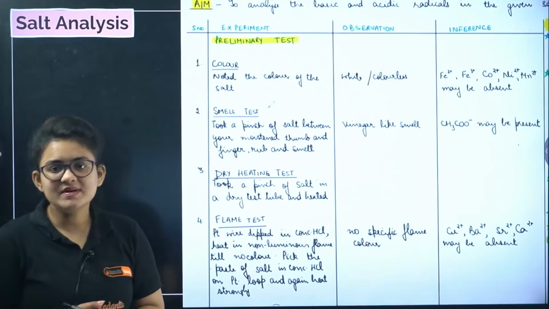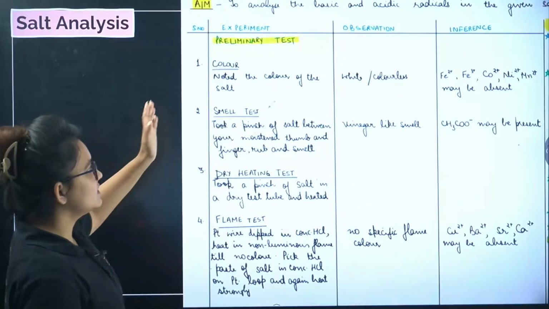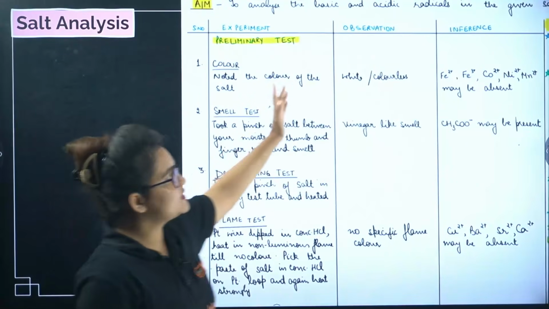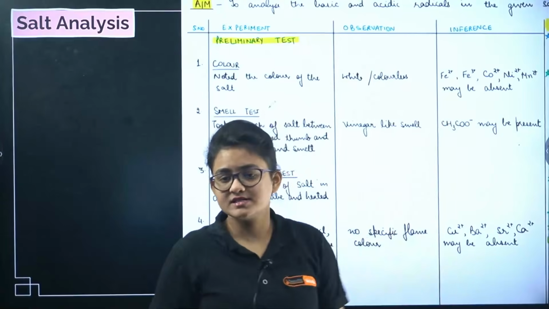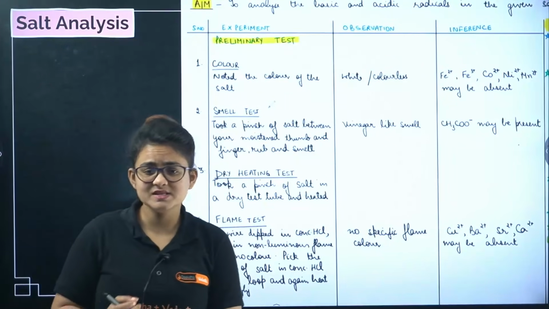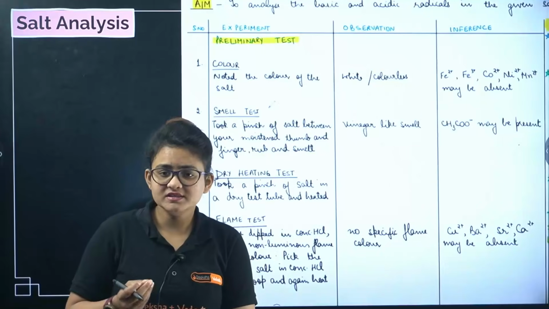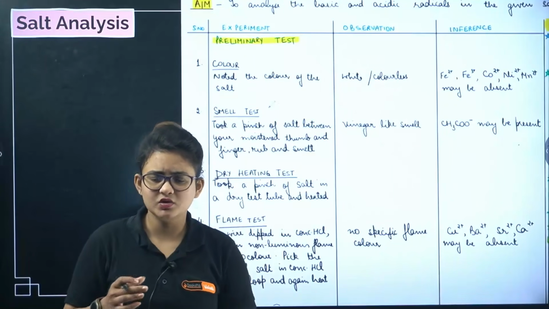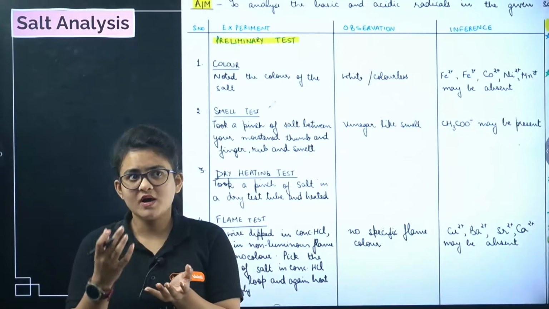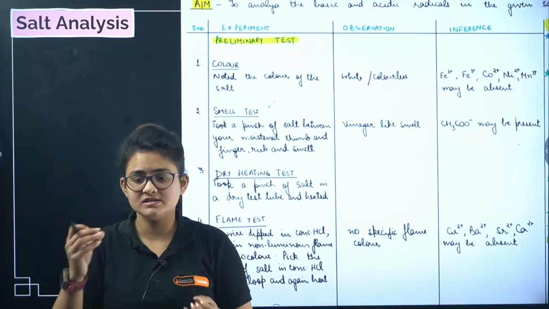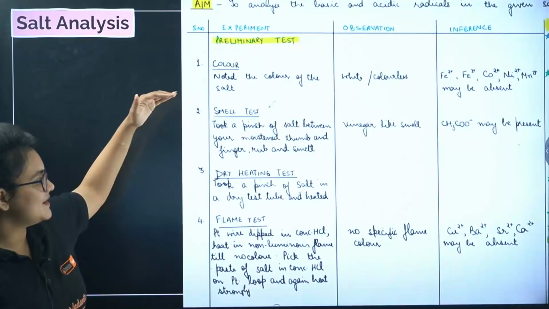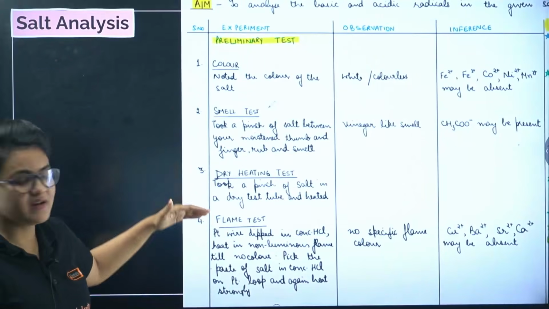Okay, so for the preliminary test, whenever you are writing, make 4 consecutive columns: 1 for serial number, experiment, observation, inference. Whatever test you are doing, preliminary means basic test, without using any chemical, without doing anything, how I can analyze or sense what kind of cations or anions is there. Here you can see by looking at the color, smell, dry heating, flame test.